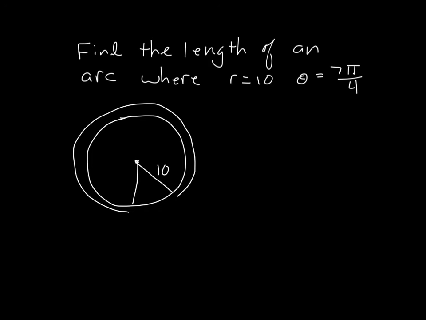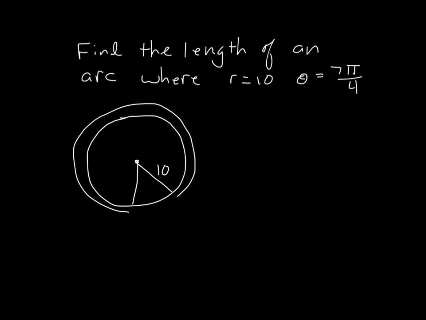Read the question again. It says find the length of an arc. So the arc is the length around the circle. How much of it? This much angle of it. How big is the circle? Radius 10. So the way we do these ones is we just find the whole circumference of a circle.